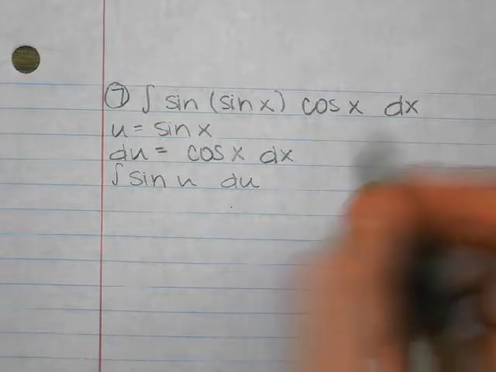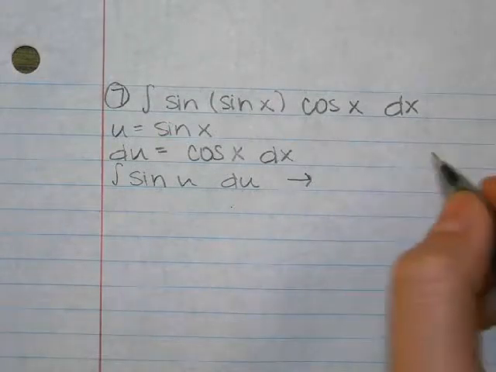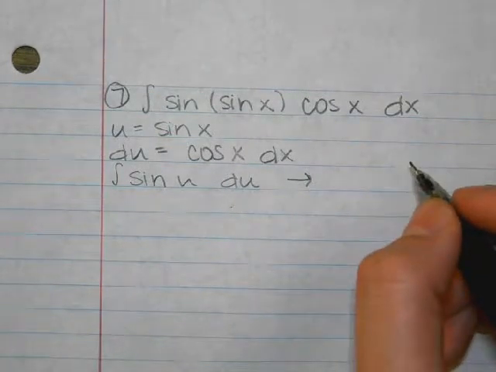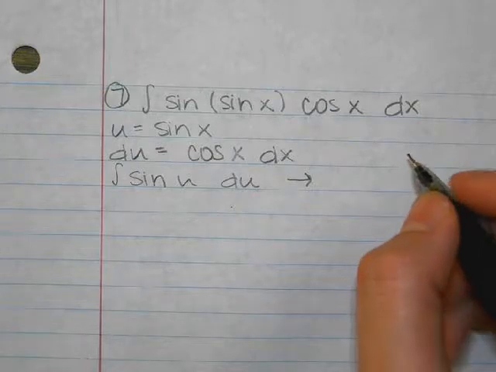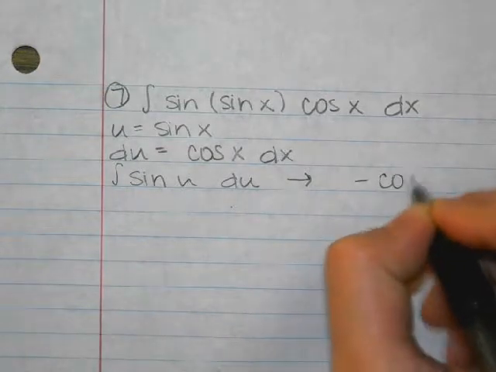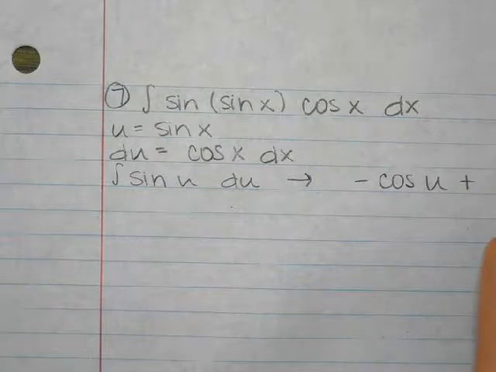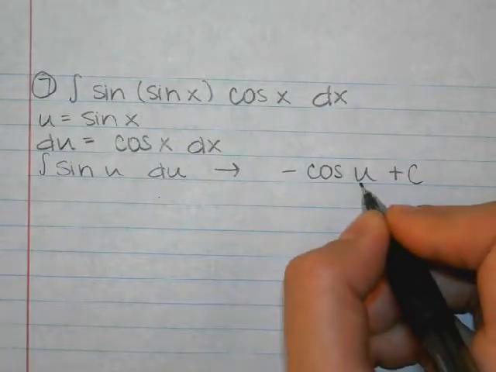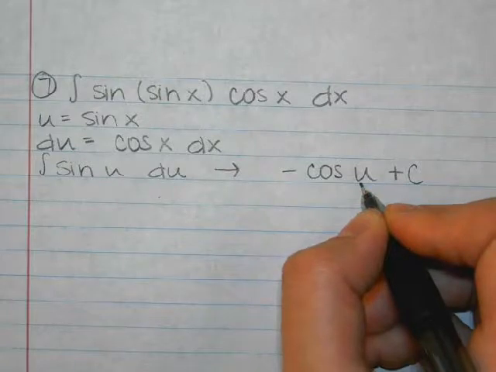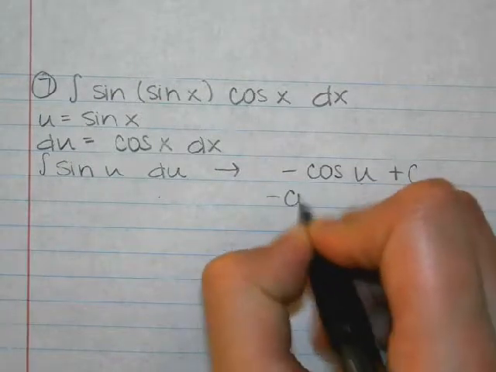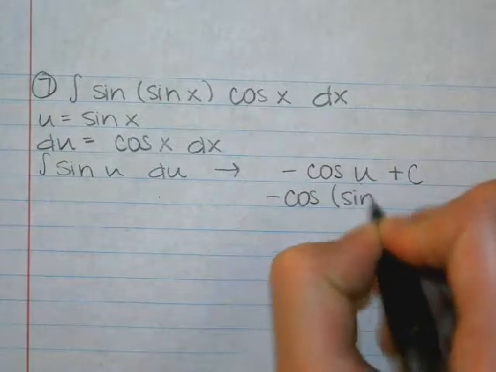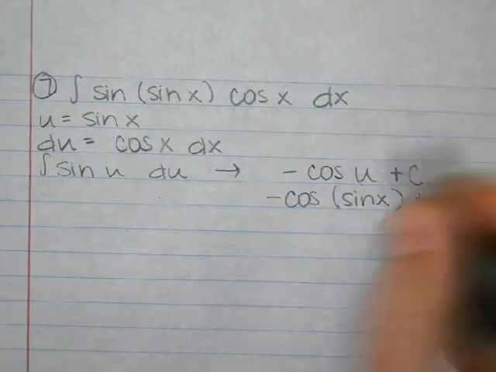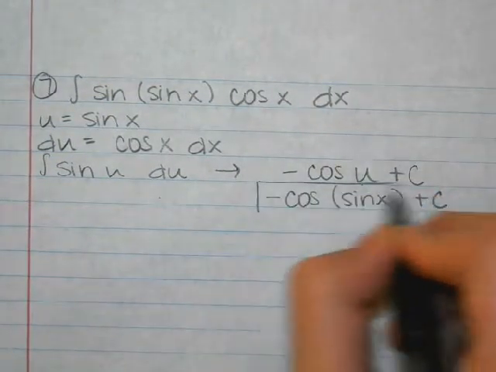And what's the integral of sine? It's negative cosine. So this is negative cos u plus c. And then what do we do? We replace the u with what u equals. So it'd be negative cos of sine x plus c. That's it. Everybody eats.